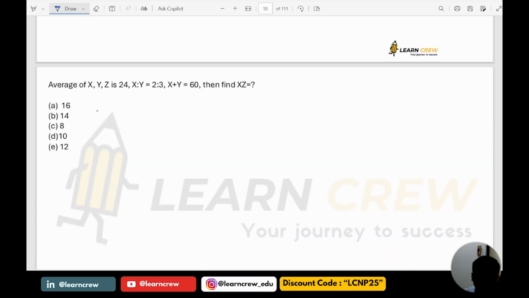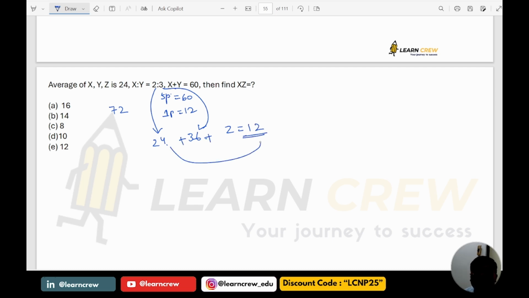Average of X, Y, Z is 24, so the sum is 72. X is to Y is 2 is to 3, and it is given X plus Y is 5 parts, which is 60. So each part is 12. So 2 parts is 24 and 3 parts is 36. So X is 24, Y is 36, and Z would be 72 minus 60, which is 12.